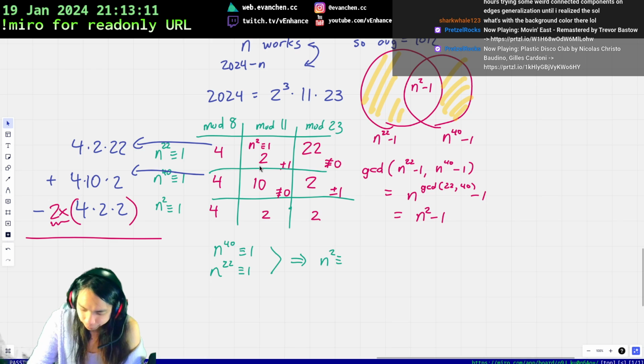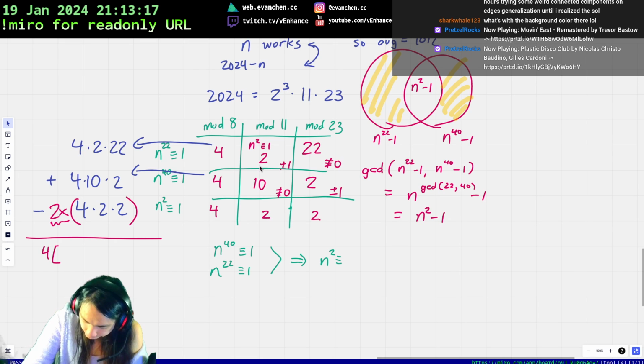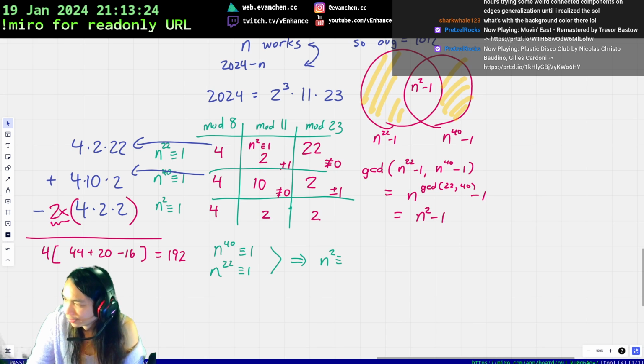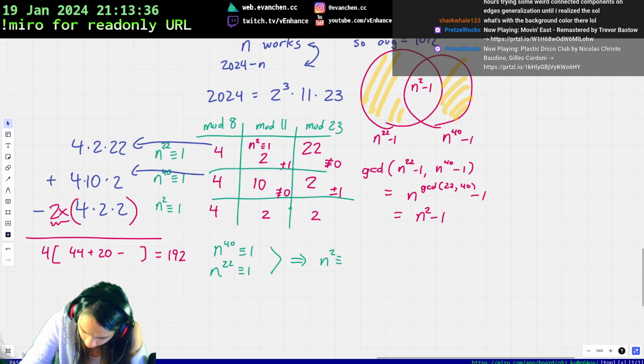Anyways, compute this number. Okay, so 4 times 44 plus 20 minus 16 is equal to 192, right? Maybe? No, I think that's wrong. Sorry, I'm just making an idiot of myself on stream. 56? So this is 224.